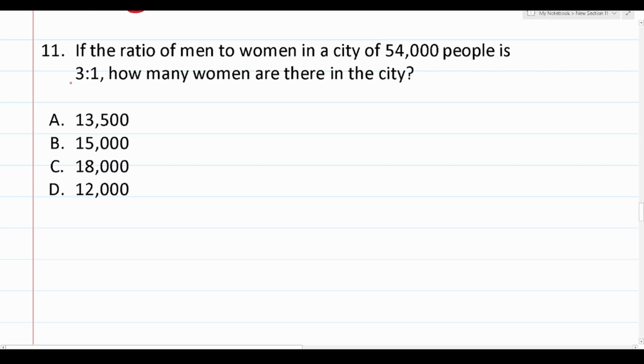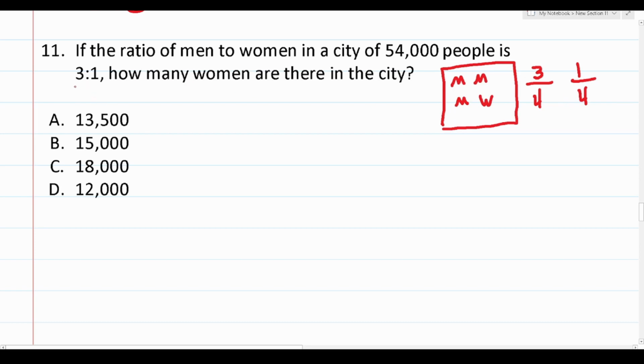Again, we're told that the ratio of men to women is 3 to 1. So let's imagine we're in a room and the ratio of men to women is 3 to 1. That means there's 3 men and 1 woman. As we can see, there are 4 people in this room. So that means in this room, there are 3 out of 4 men and 1 out of 4 women.